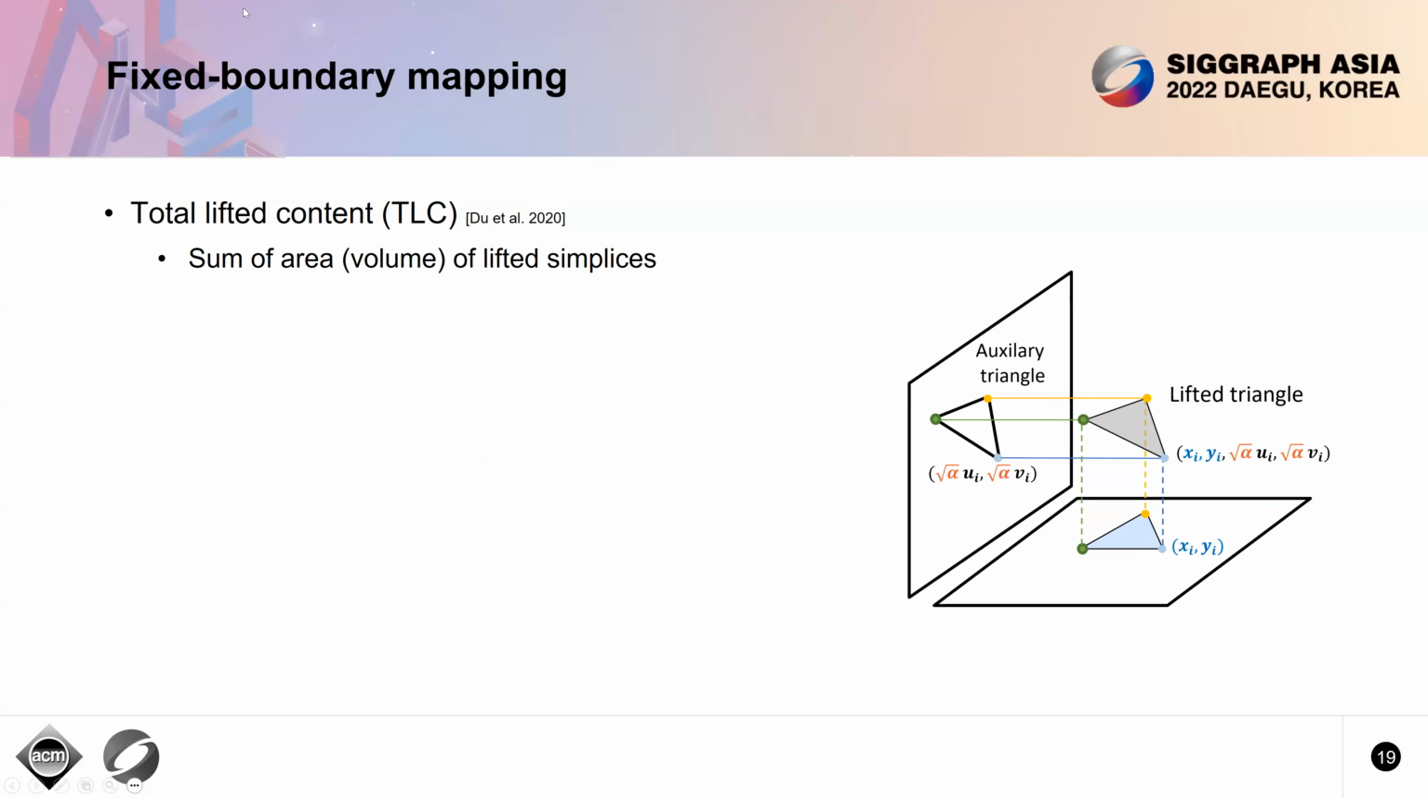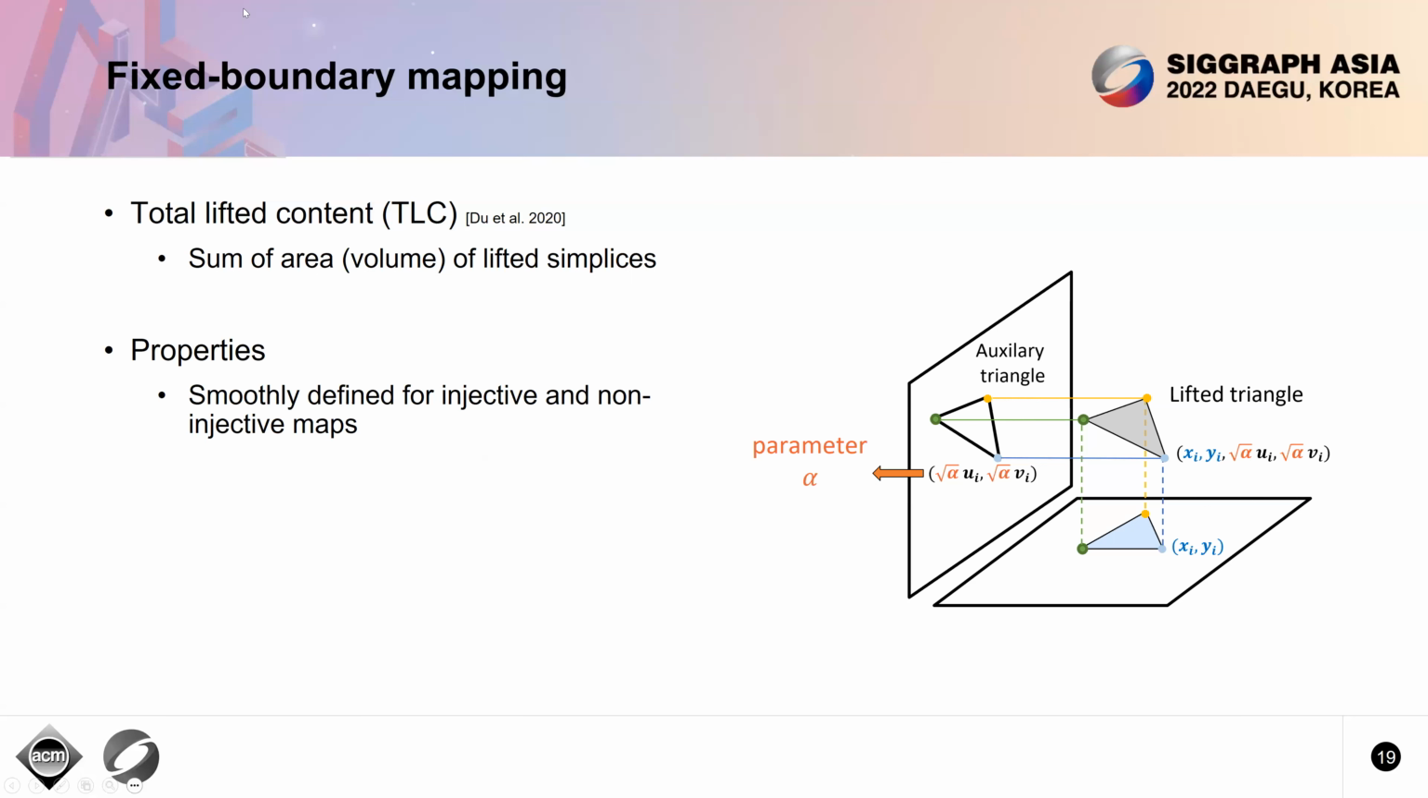The lifting is controlled using a parameter alpha, which determines the size of the auxiliary triangle. The lifting of a tetrahedron can also be similarly defined. The auxiliary triangle and alpha help ensure a set of good properties of the TLC energy. The energy is smoothly defined for injective and non-injective maps, so it can be optimized starting from non-injective initialization. Being smooth, the energy is well suited for gradient-based optimization solvers.